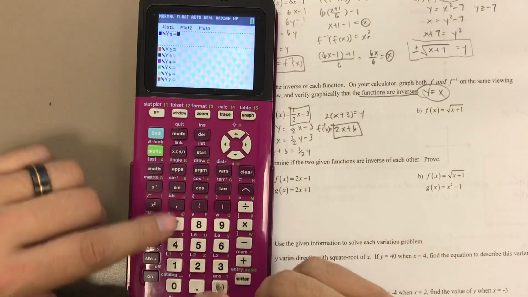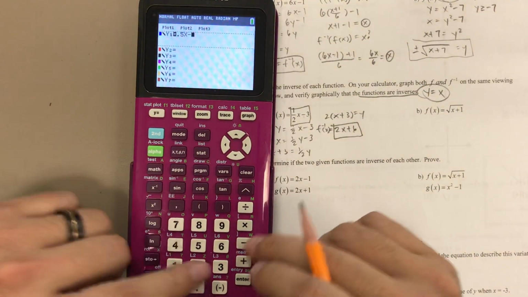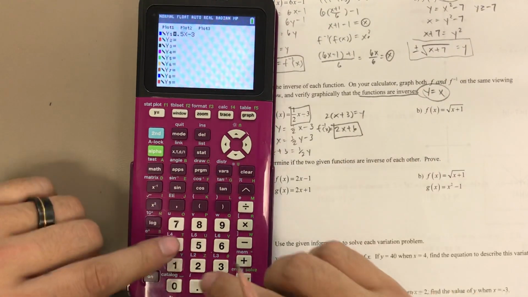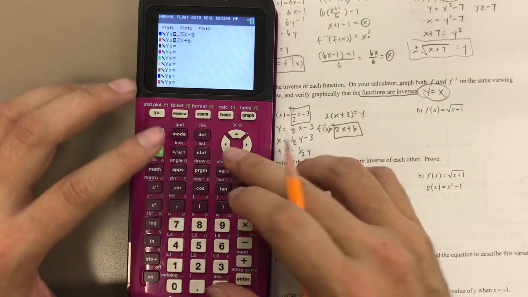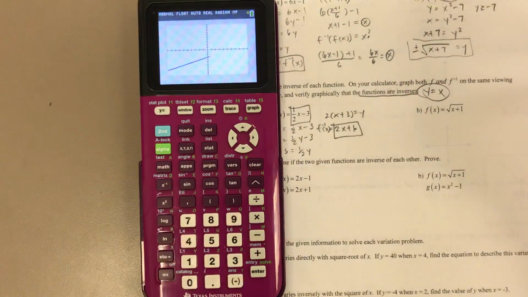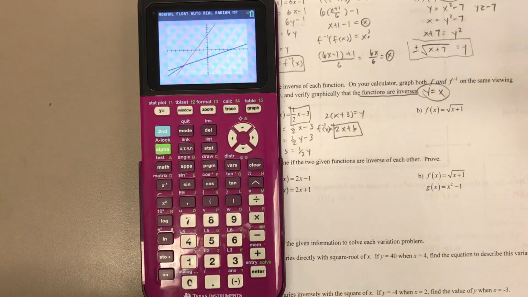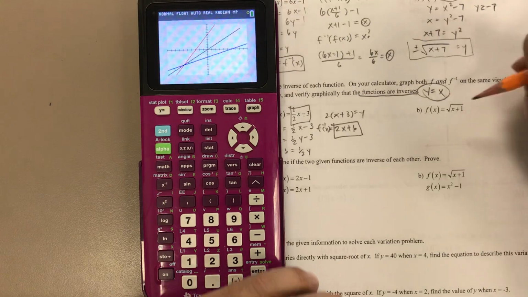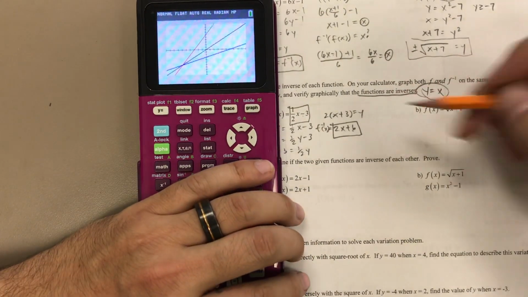So 1/2 x, so 0.5x minus 3. One function, and then the other one is going to be 2x plus 6. And then the last one is y equals x. Graphing it out. There's the first one. There's the second one right there. And then the line y equals x. Sure enough, it reflects over that line. So yes, this is indeed the inverse function.